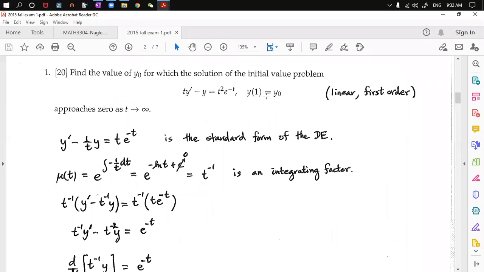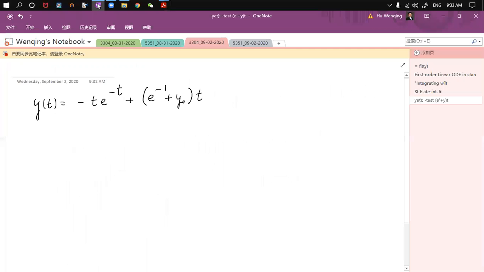The question just says, I want the solution to approach 0 as t goes to infinity. That's it. So how do I have this solution approach 0? Well, when is this solution approaching 0? You can see that, for example, as t goes to infinity, t becomes large. What's the limit of this term, minus t e power minus t?